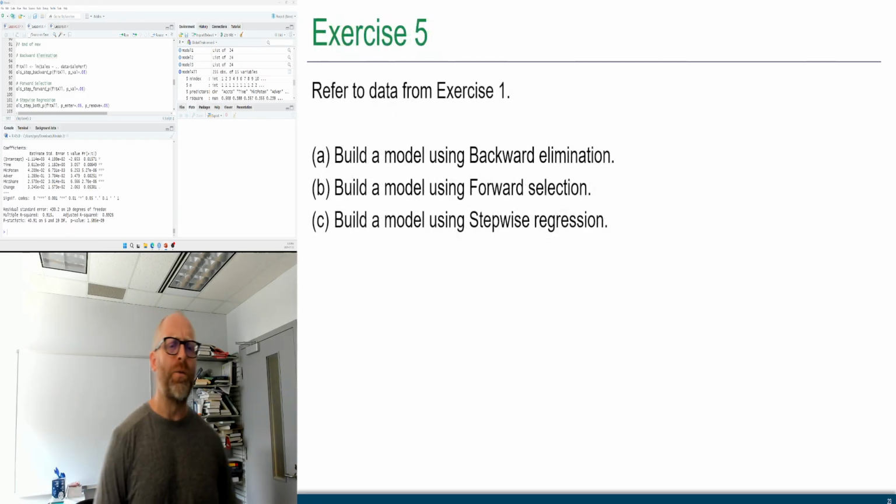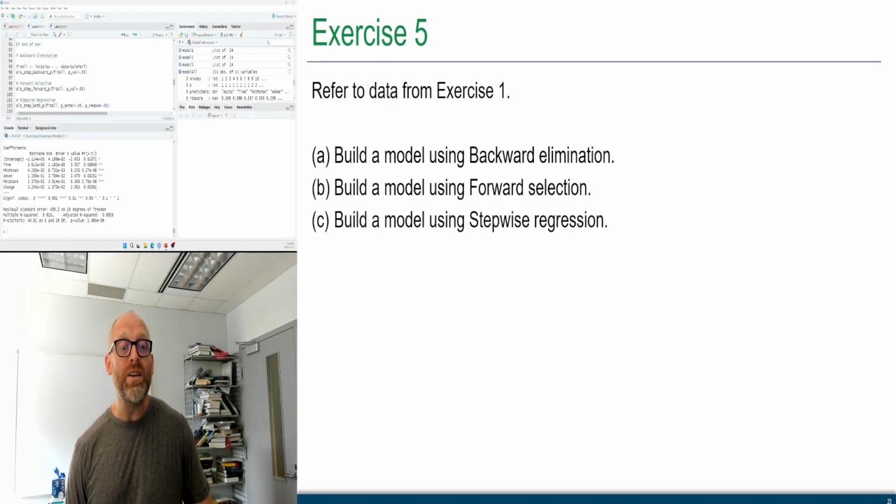All right. So for exercise 5, let's run through this. We're still dealing with the same data set that we had before. We want to build a model using backwards elimination, a model using forward selection, and a model using stepwise regression. So let's jump over to R.